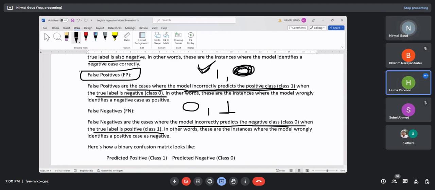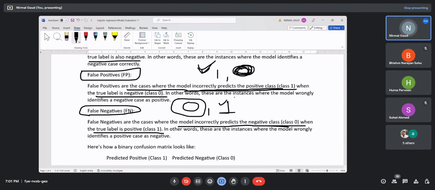Is it something like that? False positive and false negative. False negative means it is incorrectly predicting negative. It is related to class 1, but incorrectly it is predicting class 0. So your output should have been 1, but it gave you 0. And in the above case, your output should have been 0, but it gave 1.